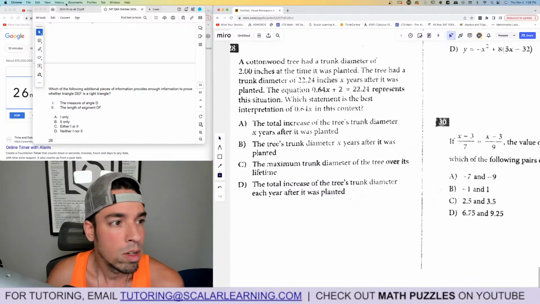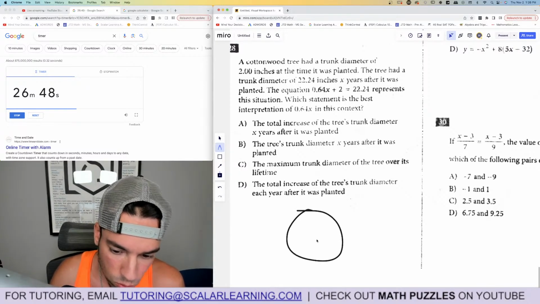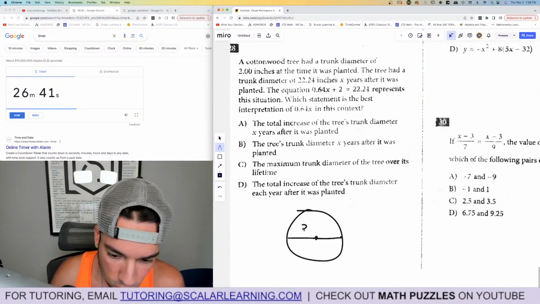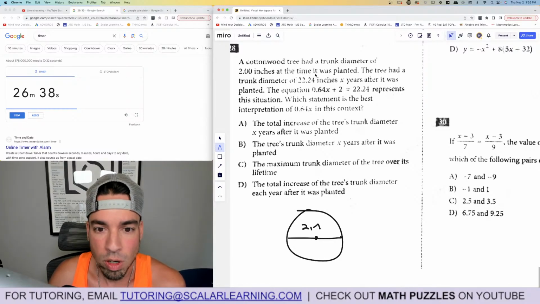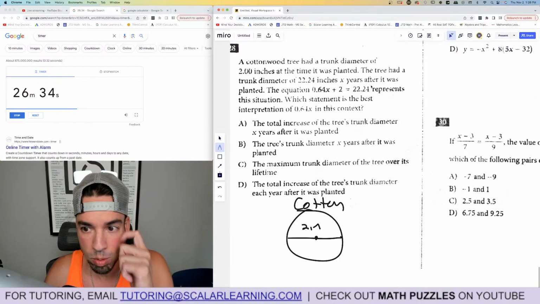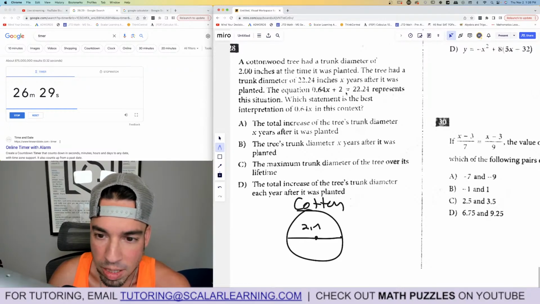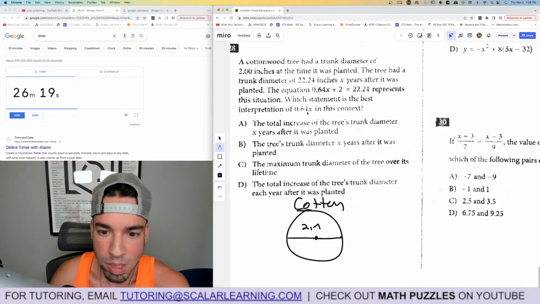Boom, done. 28. Let me minimize this. A cottonwood tree has a trunk diameter of 2 inches. Well, let me draw it out. So cottonwood trunk, oh wait, no, it says diameter. Let's do a full line across. So we have 2 inches for the diameter. At the time it was planted, the tree has a trunk diameter of 2, and 2 plus 0.64x years after it was planted is the equation that represents the situation. Which statement is the best interpretation of 0.64?